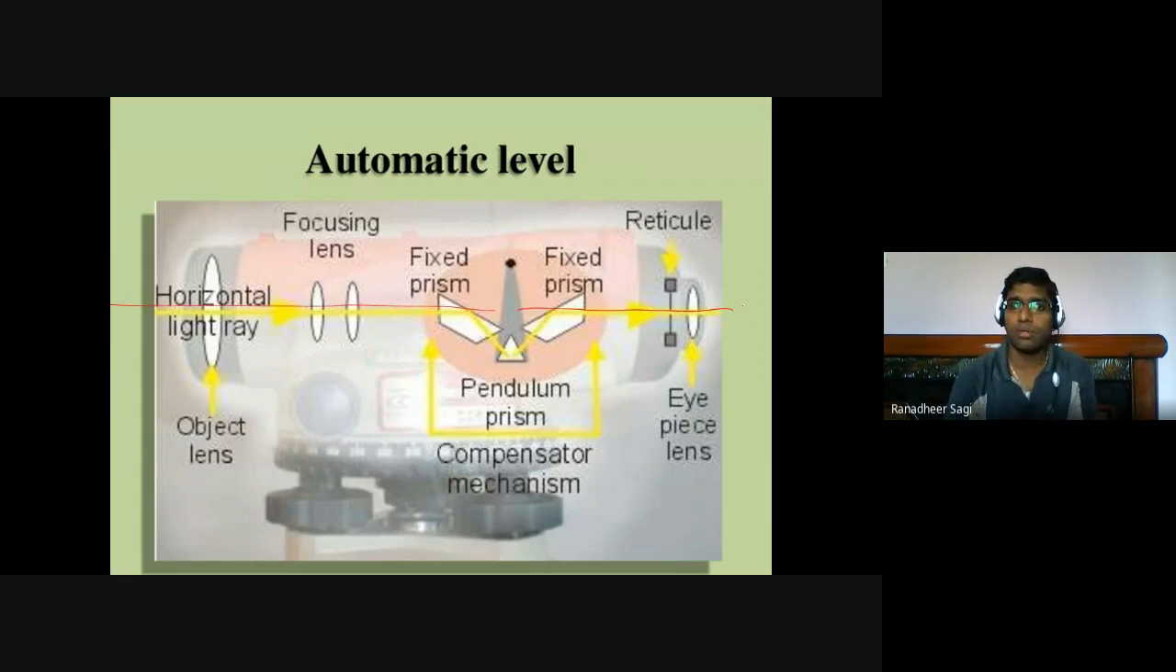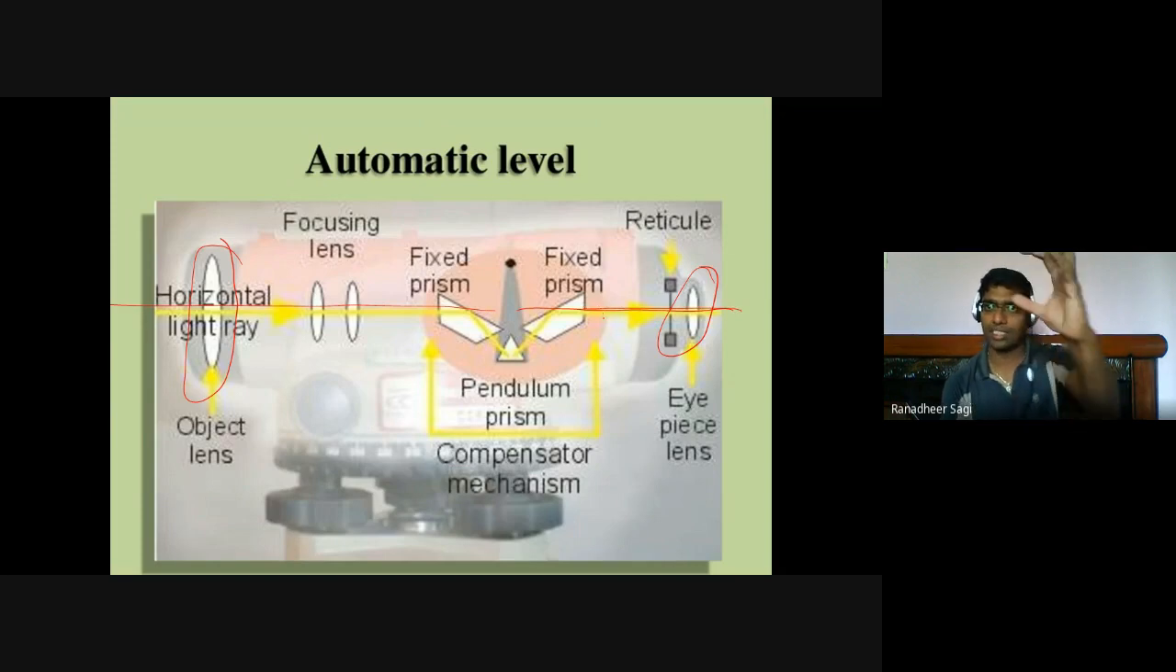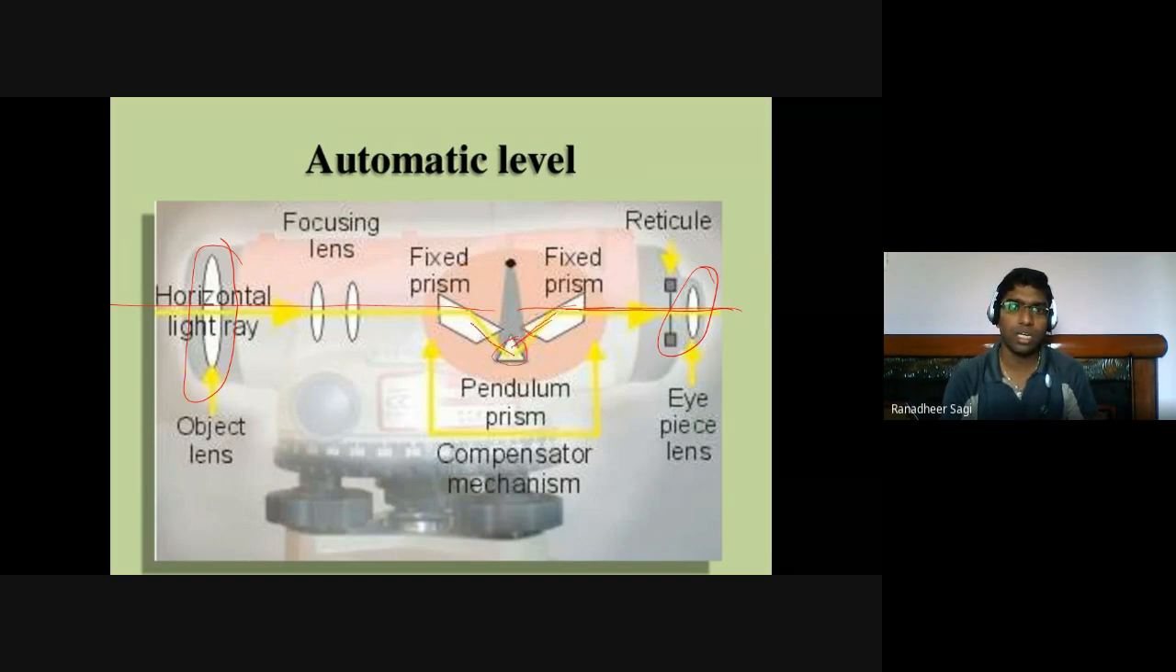Now, when you are trying to have your proper vision, this is the position of your eyepiece, and this is the position of your object lens or object glass, as we call it. So when you start looking through this eyepiece, first your line of sight gets refracted through this particular prism positioned here, and it gets reflected onto this pendulum prism. And from here, it gets once again refracted back onto the other prism which is there, and your ray is going to be continuous like this. And that's how we are able to focus on the object.